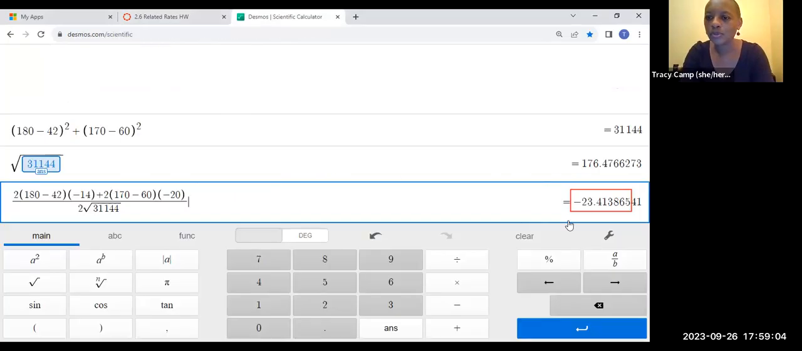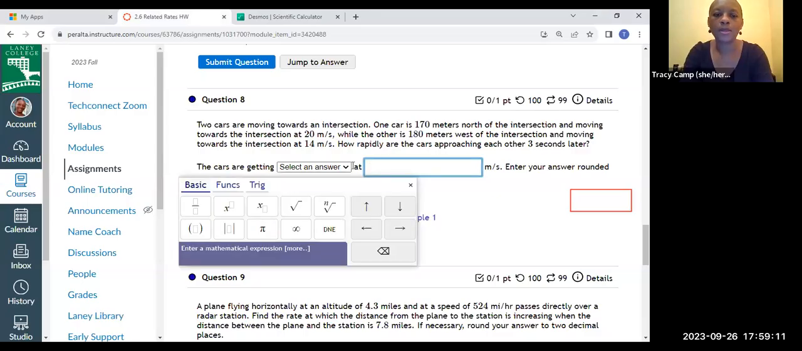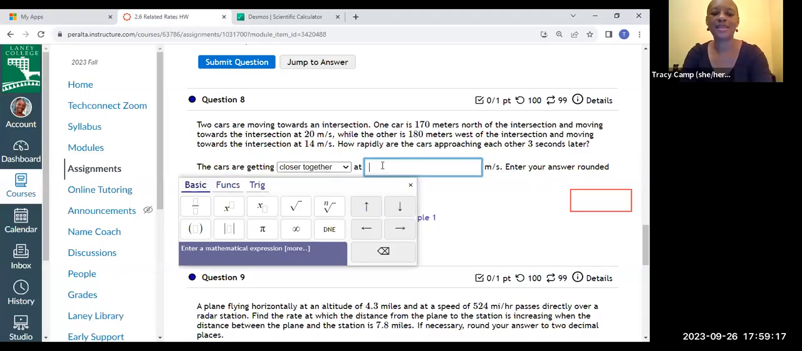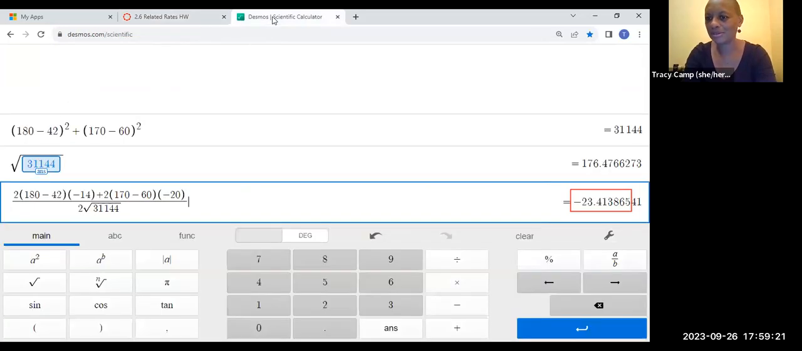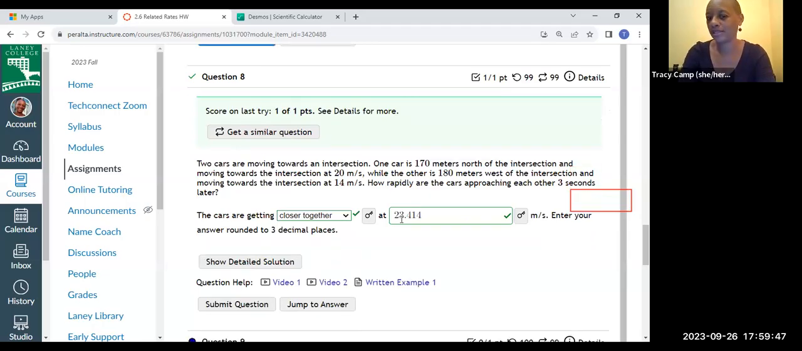So negative 23.414, let's just say. Oh, by the way, it says the cars are getting closer together. And then I think they want us to just write the answer as a positive number, because I think they are asking us to write the answer the way you would if you were talking to somebody in the real world who's not a mathematician or a physicist. So let's see. I'm actually not sure, but yeah, they just wanted us to write the positive version.